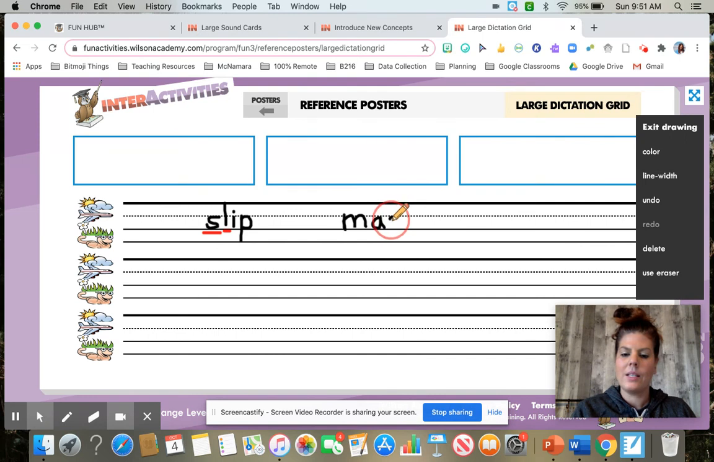M-A-S-K. Mask. Let's go ahead and mark it up. Mask. I see two consonants next to each other. They each keep their own sound, so they get a little line underneath to show mask.